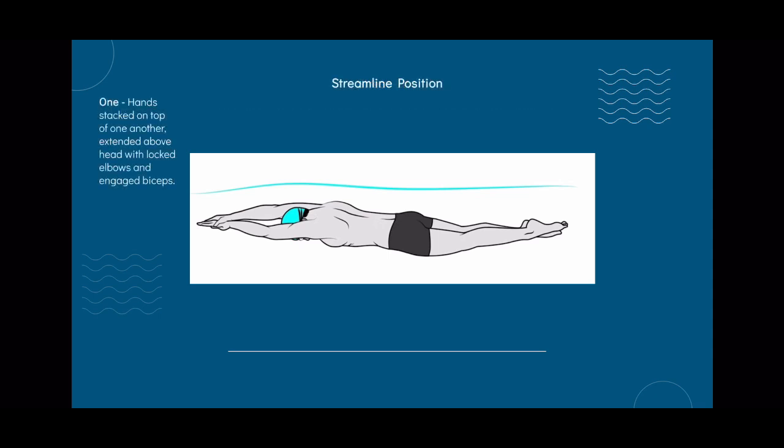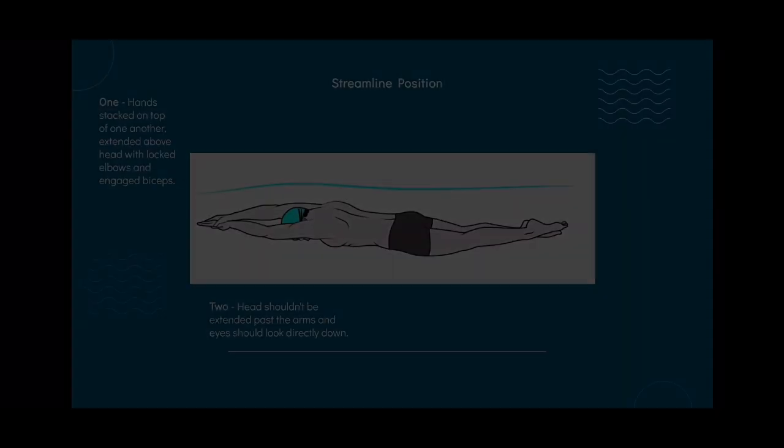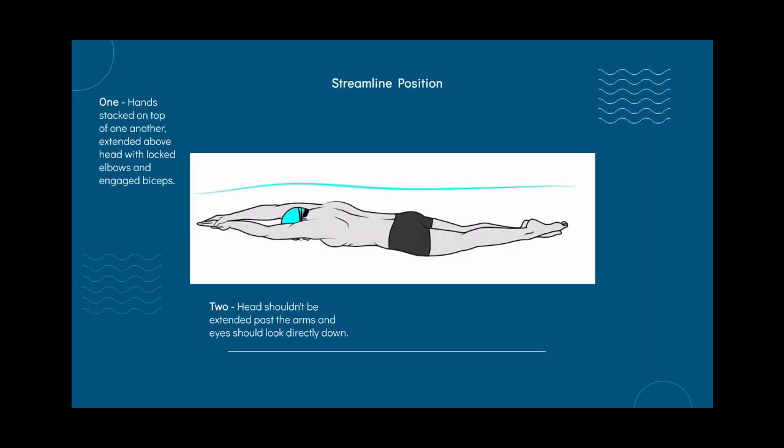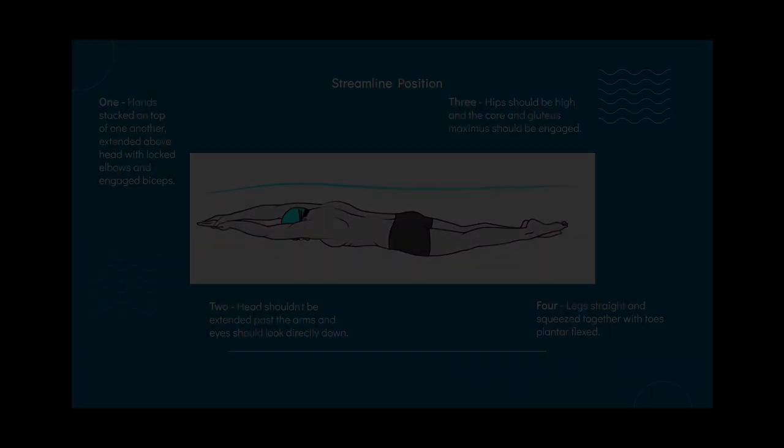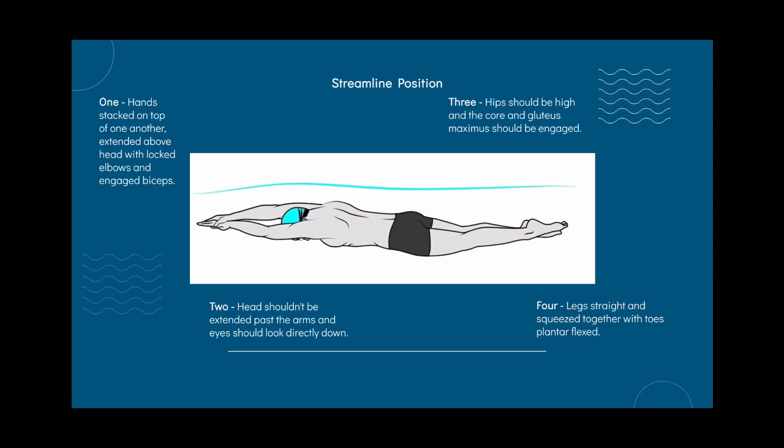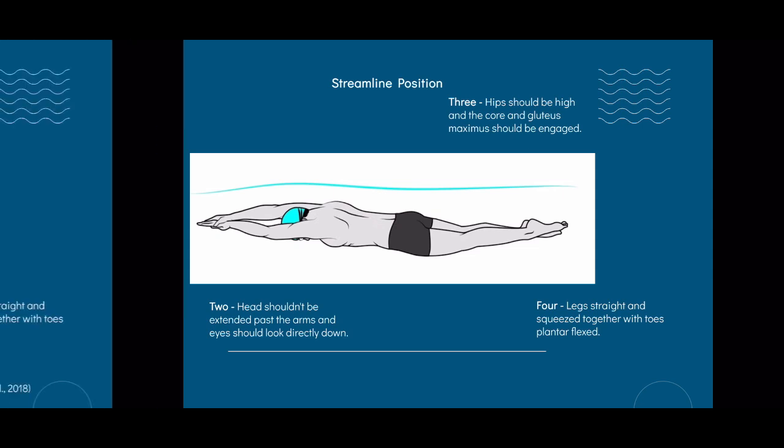The streamlined position can be broken down into 4 sections. The first is hands stacked on top of one another, extended above the head, with elbows locked and engaged biceps resting at the ears. The second is the head shouldn't be extended past the arms and eyes should look directly down at the bottom of the pool. The third is the hips should be high with an engaged core and gluteus maximus. And finally, the legs squeezed together with plantar flexed toes.